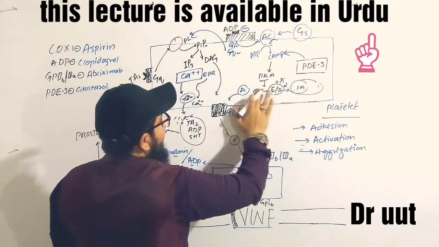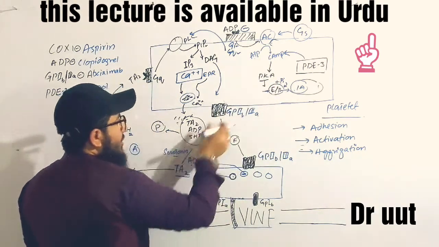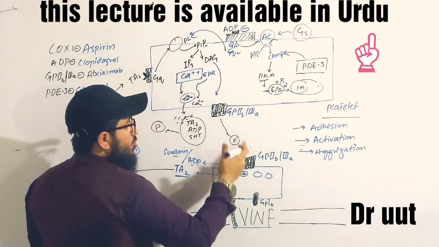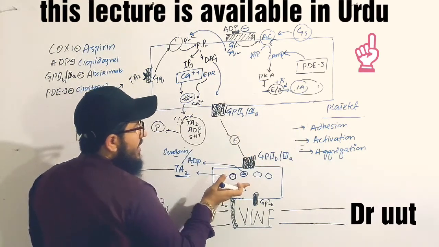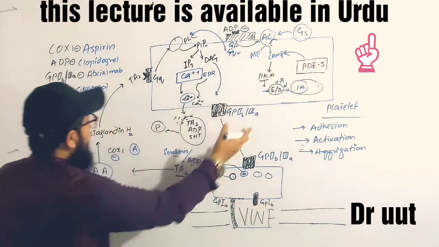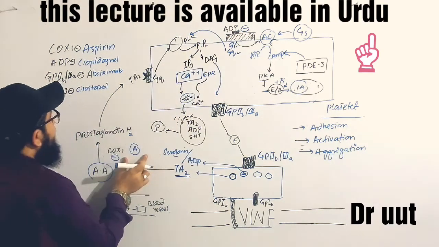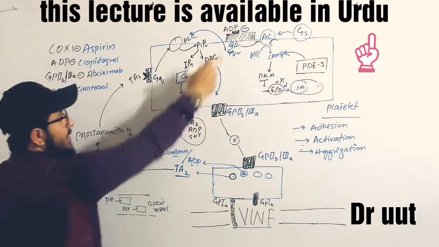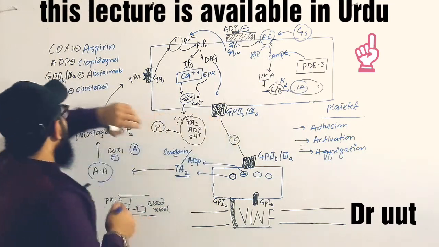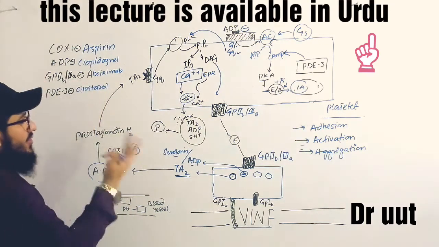When this is inactive, what will happen? Then it will not stimulate GP2B3A. So when it is not stimulated, this receptor has no path to join with this activated platelet. Like this, we stop the aggregation. So this is the function of the ADP inhibitors. We got the function of the aspirin, and here we got the concept of the clopidogrel. And coming towards the next one, GP2B3A inhibitors like abciximab and some other drugs.